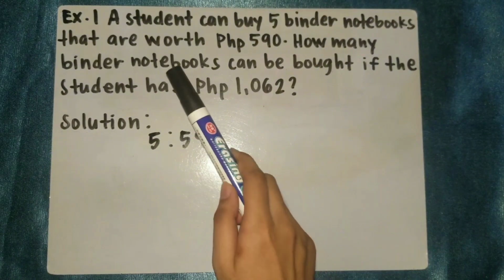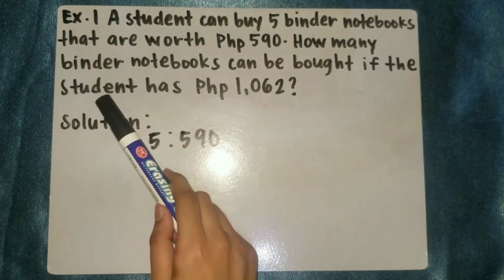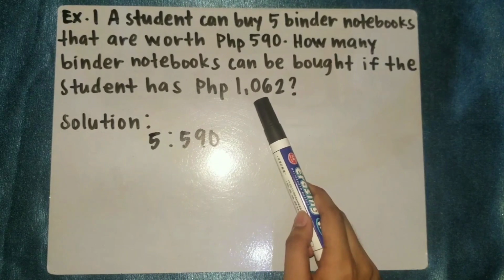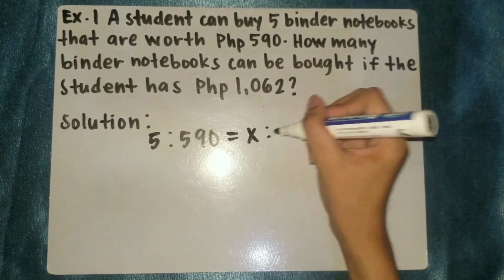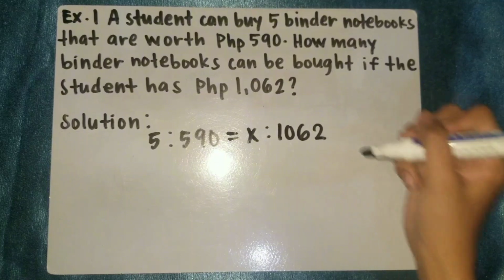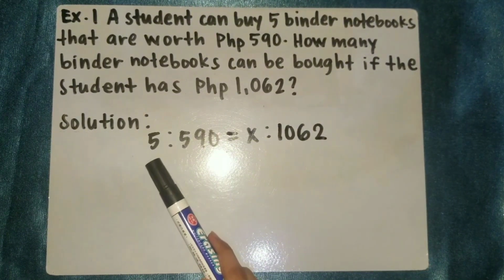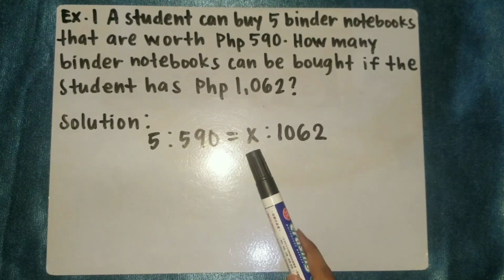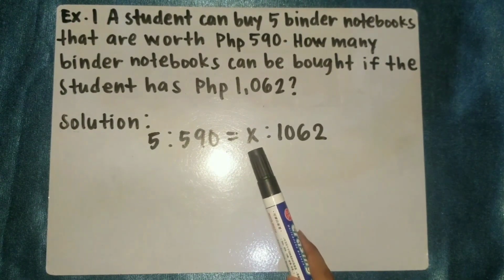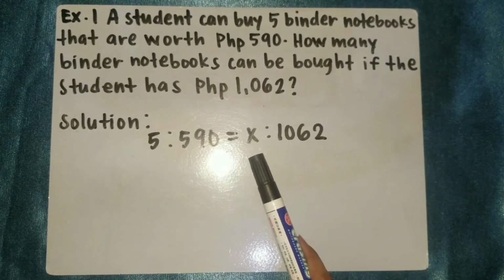Then next, ilang binder notebooks naman ang mabibili ng student kung mayroon siyang halagang 1,062 pesos. So ito naman yung magiging second ratio natin. Equal x is to 1,062 pesos. Ang first term ng ating first ratio ay tumutukoy sa bilang ng binder notebooks. Kaya dapat ang magiging first term ng ating second ratio tutukoy din dapat sa bilang ng binder notebooks, which is ito yung missing term natin sa problem na ito. Kaya siya x variable para ito yung mag-represent sa unknown number.